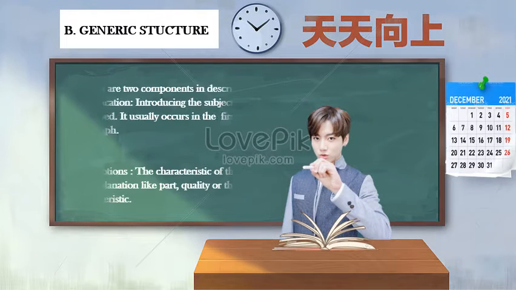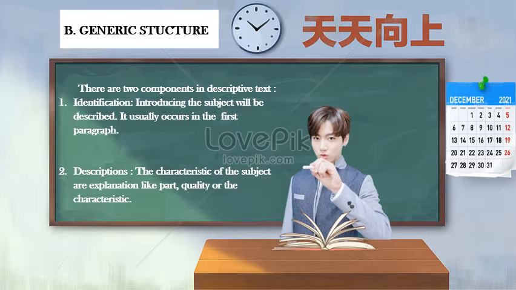Now, after you know about the definition of the descriptive text, here we go to the generic structure of the descriptive text. There are two components in descriptive text. The first is identification. Identification is introducing the subject that will be described. It usually occurs in the first paragraph. And then the second component of descriptive text is description. Description is the characteristic of the subject or explanation like part, quality, or the characteristic of the subjects.